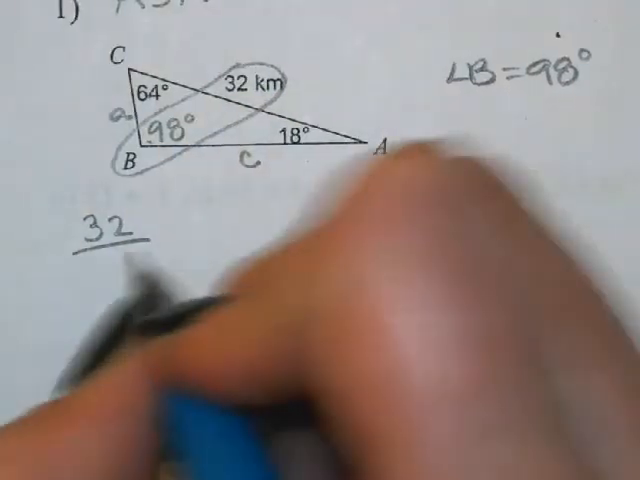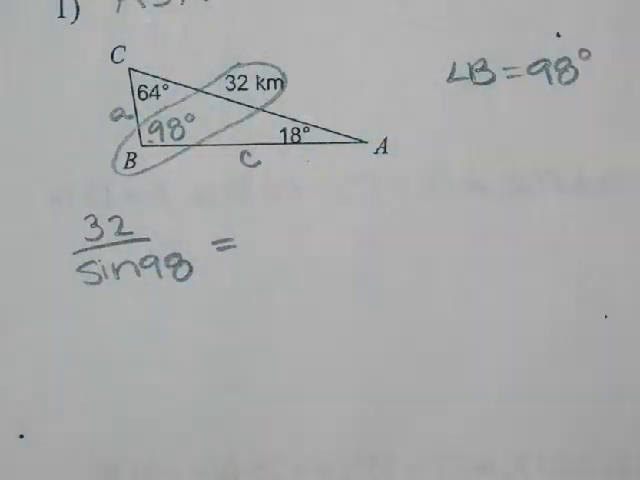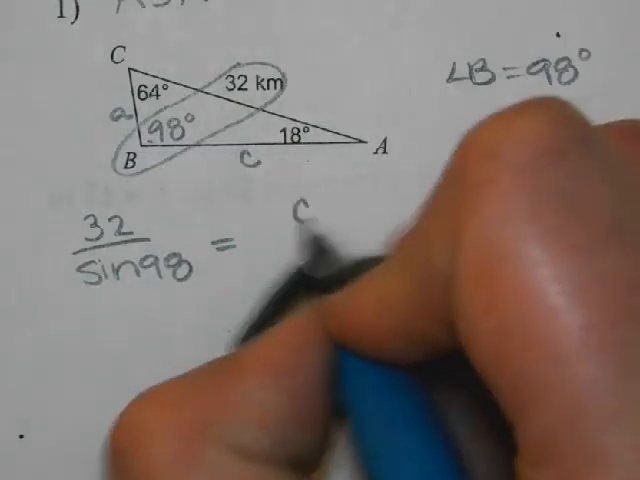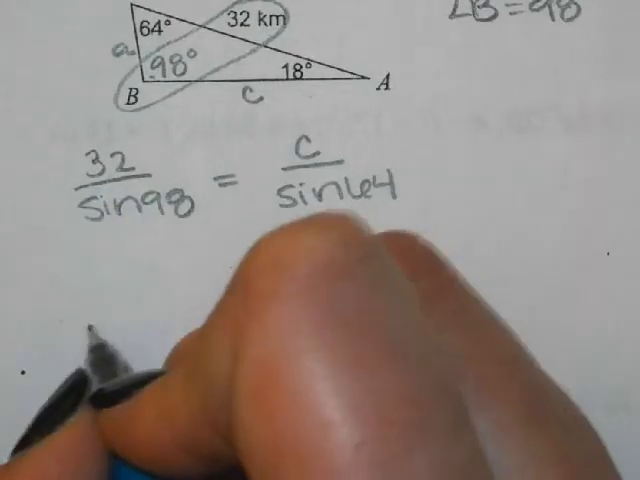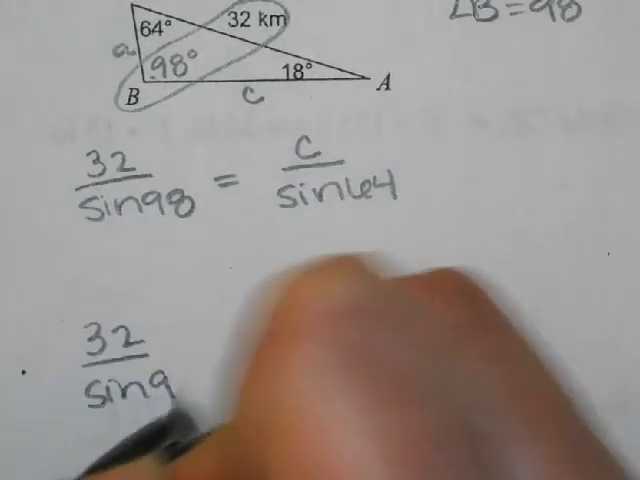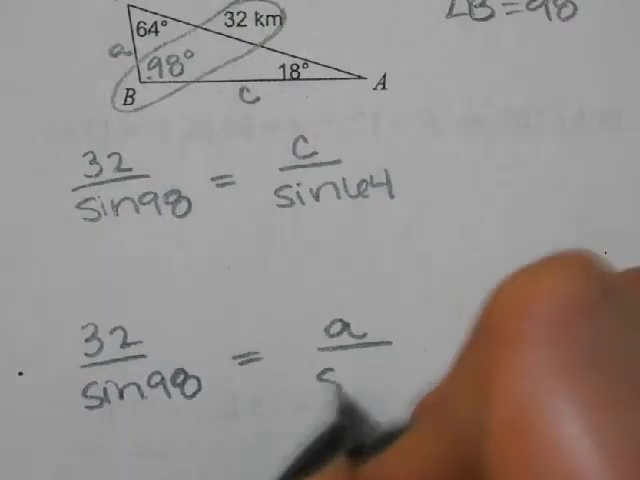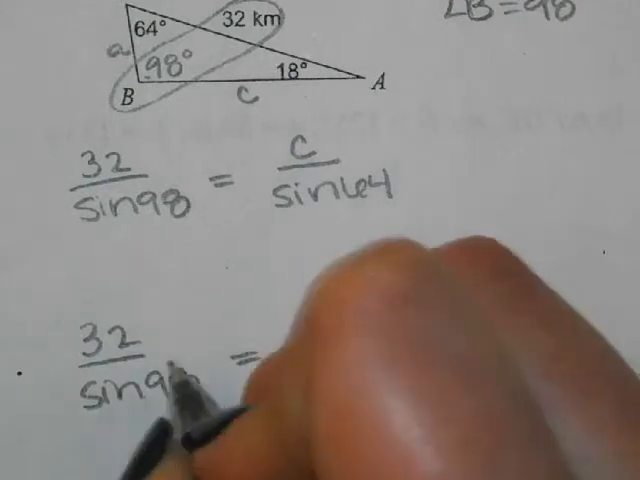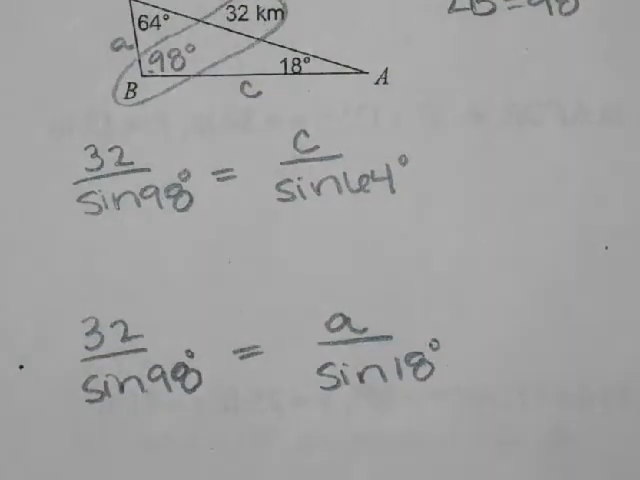So 32 over sine of 98 equals, and now we can use the information for something that we want to solve. So we're going to say this equals what? Okay, so C over sine of 64. And then we can set up the same thing. So 32 over sine of 98 equals A over sine of 18. Okay. So now that we have the law of sines set up, how do we continue doing the problem?